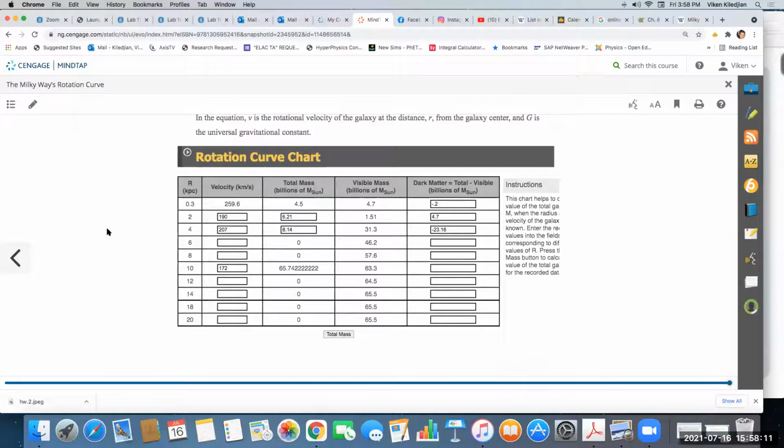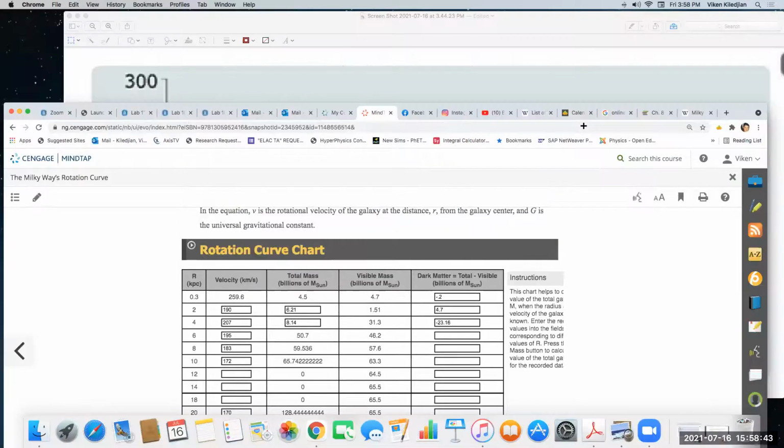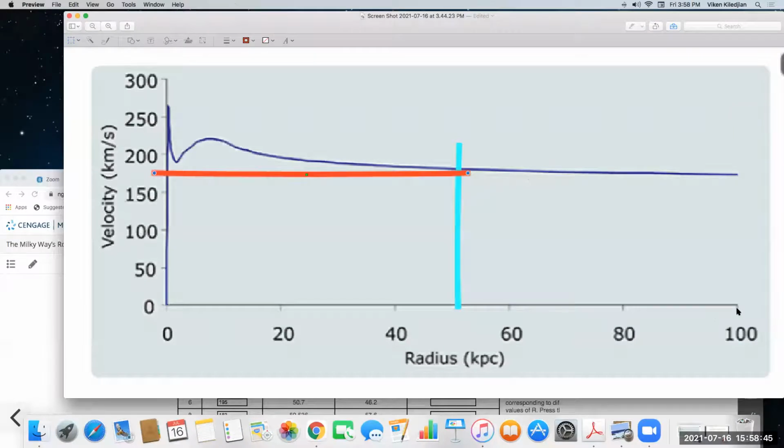So let's say you go 195, 183, and so on and so on. And by the time you get there, it has plateaued. Let's just say 170. Okay, so the idea is that by the time you get to the total, oh, this is actually 20 kiloparsecs. So they're not even going all the way up to the 100 kiloparsec. They're just stopping right there at the 20.